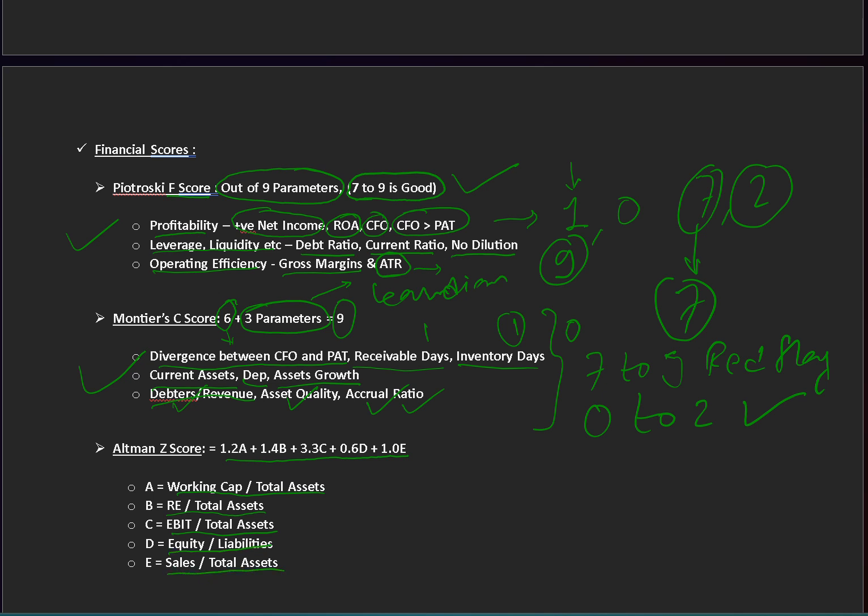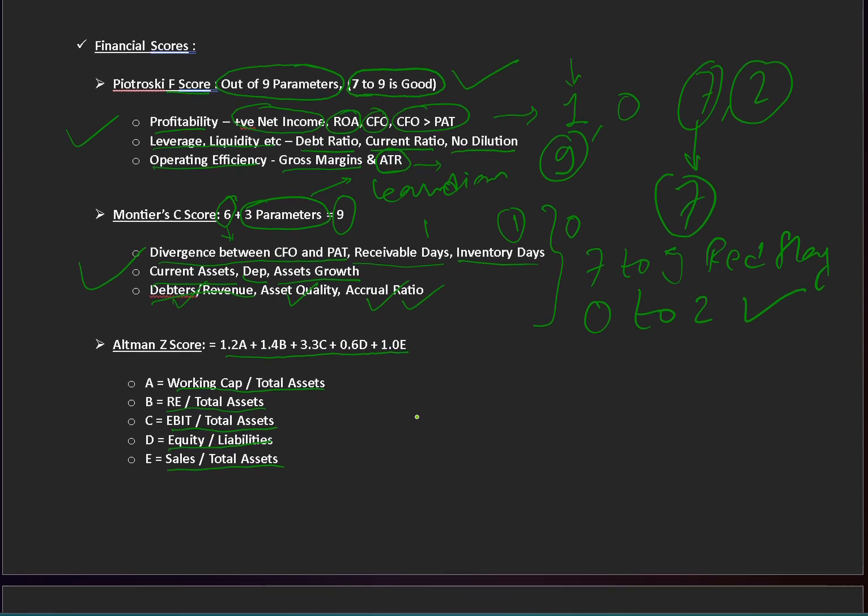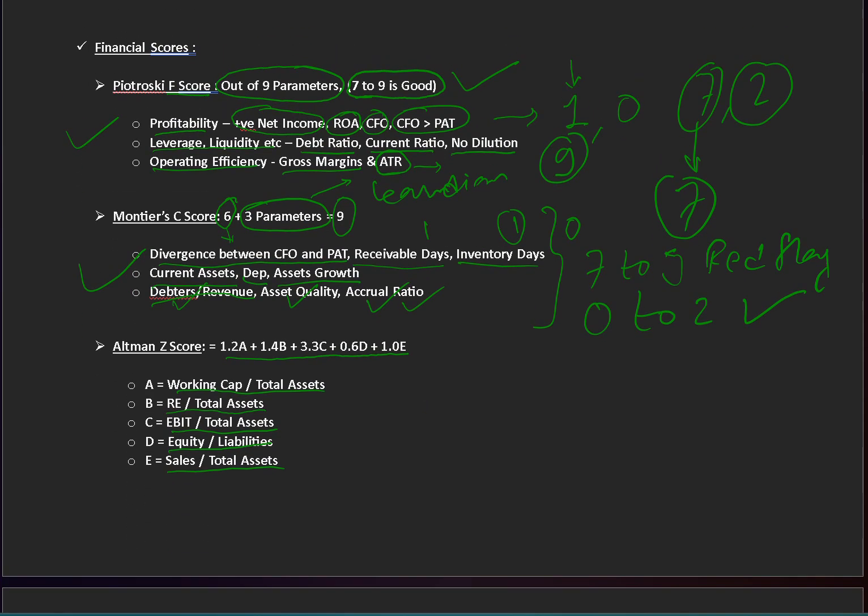So this Altman Z score gives us some number. So what should be the number? It should be closer to 1.8. Okay, just remember this.